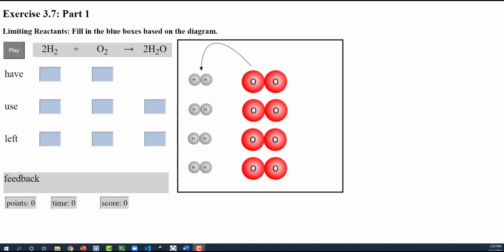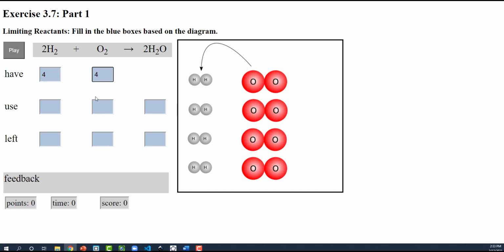It's best just to look at this as an example. So let's look at this first example. Imagine someone had in a box 1, 2, 3, 4 hydrogen molecules and 4 oxygens. And the question is, how much water can you make? First, let's just write down what we have in terms of molecules. We have 4 hydrogens and 4 oxygens.